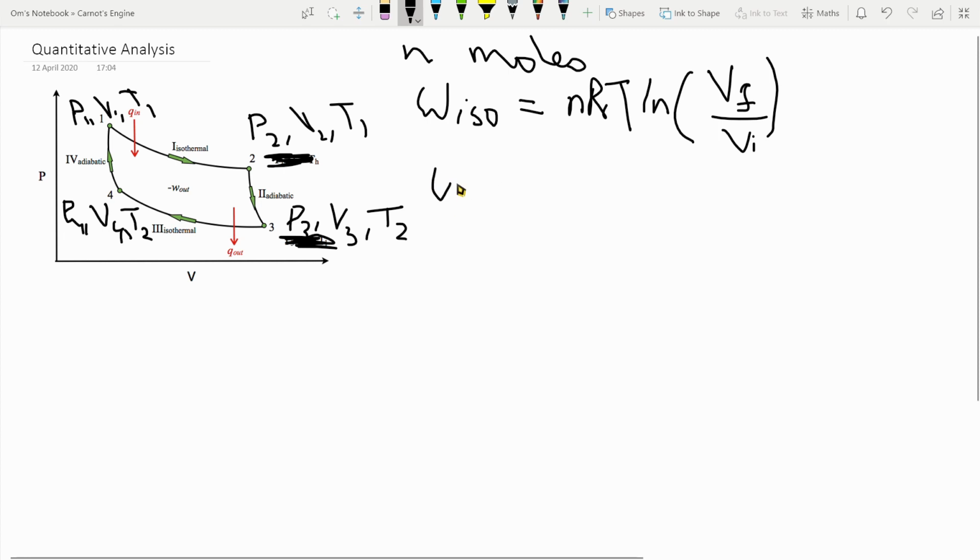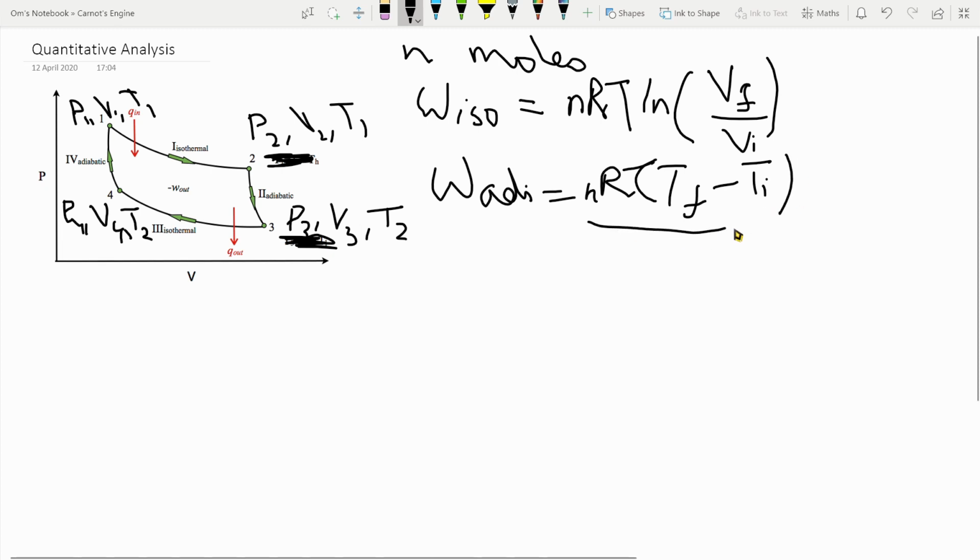And we also have another expression, that is the work done during an adiabatic process, and we write this as nR delta T. So I'm going to write T final minus T initial by 1 minus gamma. You can usually just write this as delta T, but here I'm writing this as T final minus T initial because it will prove useful later on to highlight what I'm going to do later.